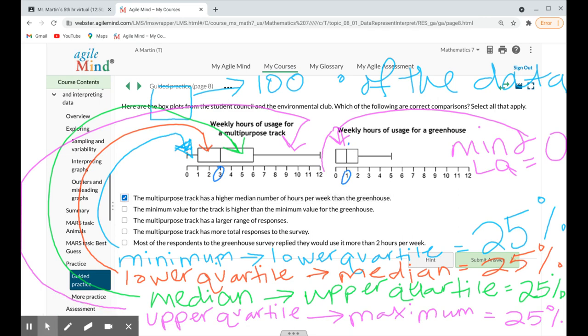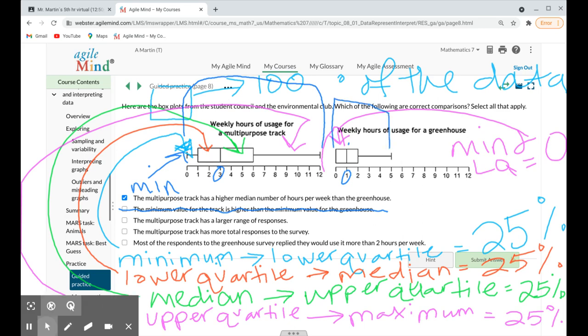The minimum value for the track is higher than the minimum value for the greenhouse. Y'all are taking a little while, but it's false, because they're both 0. It's the same. Correct. For those of you that are confused, that right there is the minimum. The multipurpose track has a larger range of responses. So we're talking about from the minimum all the way to the maximum. And Devin said this is correct. Do y'all agree with his statement?